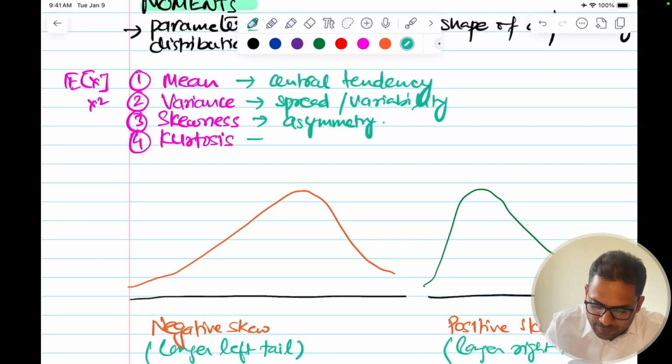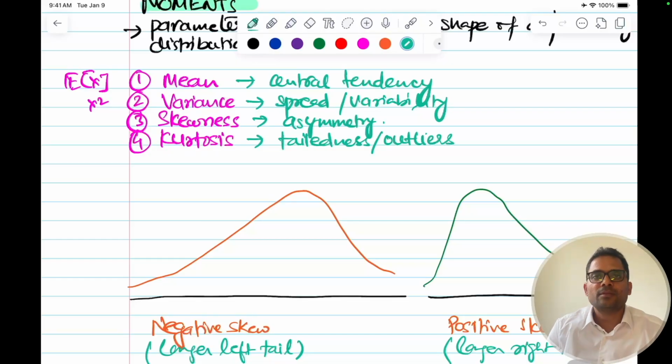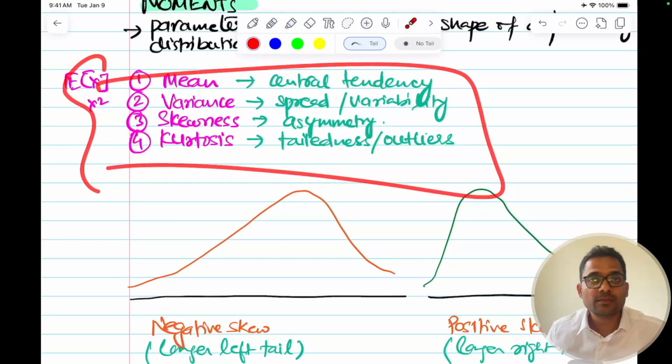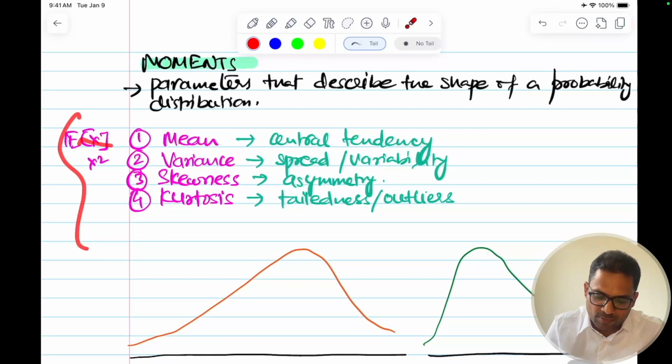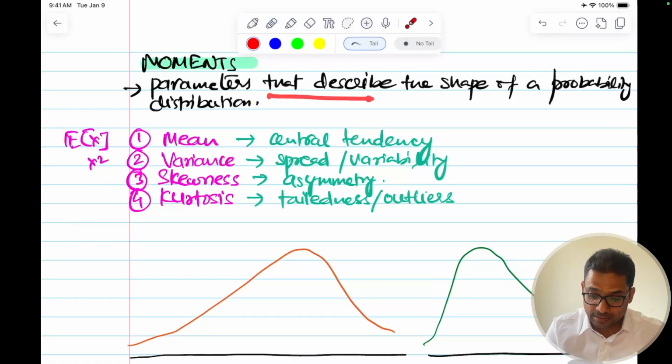Kurtosis, what does it measure? It measures the tailedness, how tailed a distribution is. And more tailedness means it is away from the central tendency, means it is having more outliers. So it also tells us what is the situation of outliers in the probability distribution that we have. So this is a brief introduction about these moments, and these moments will describe my probability distribution. If I have the data and if I have the moments, I can understand a lot about what kind of probability distribution I have, what is the mean, what is the variance. It will give me a very good idea about the distribution of the data. So that's why these are important.